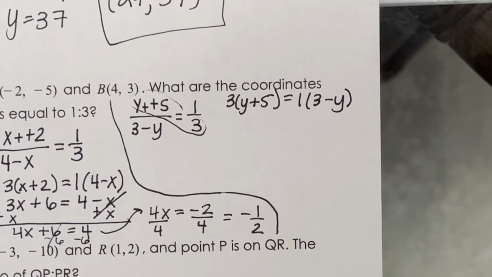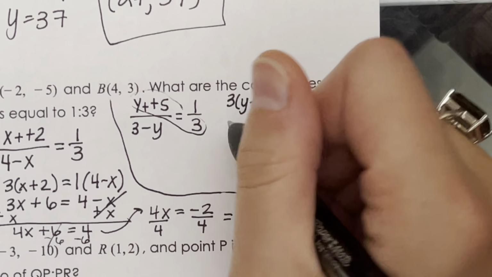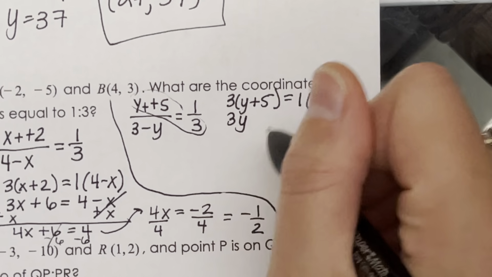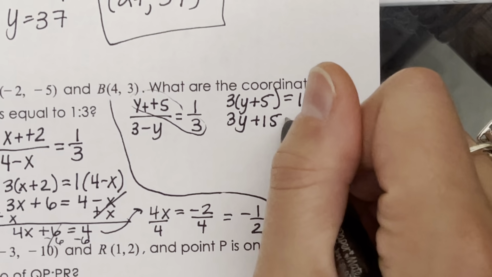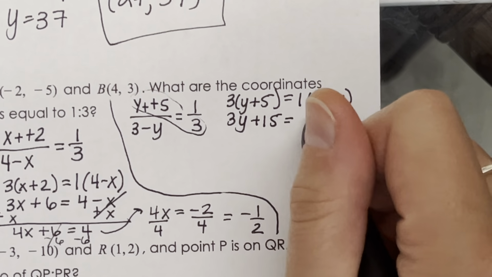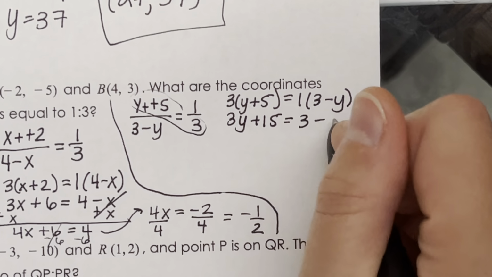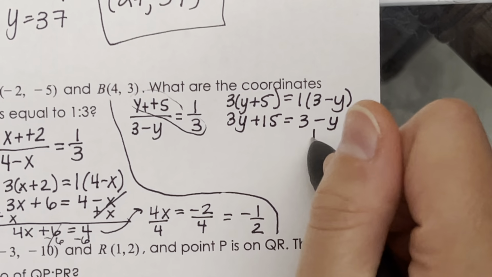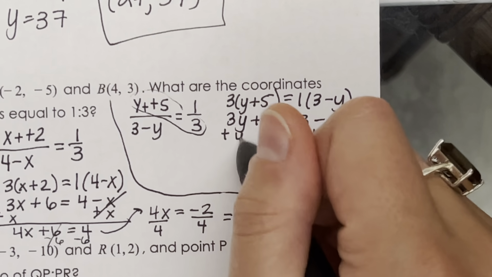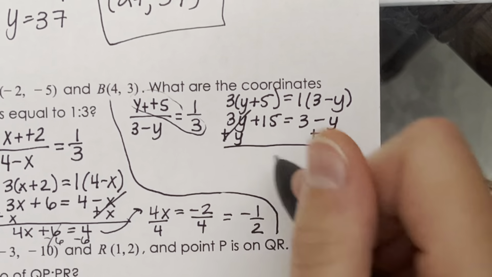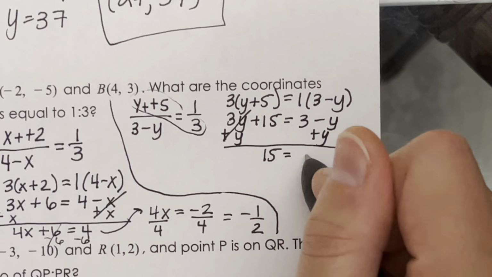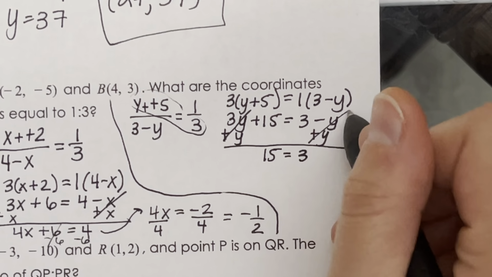And now again, it is some algebra. So 3 times y is 3y. 3 times 5 is 15. 1 times 3 is 3. 1 times negative y is negative y. I get all my y's to the same side, so I add y on both sides.